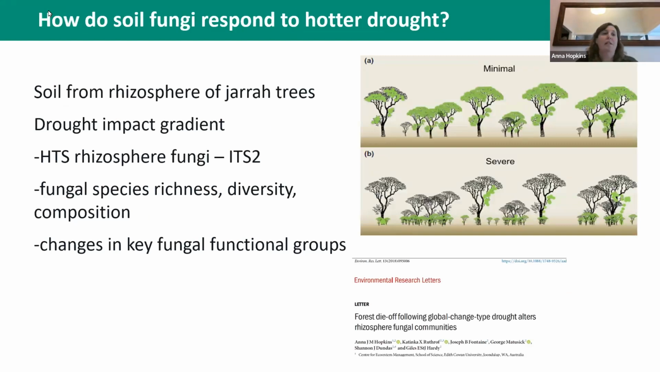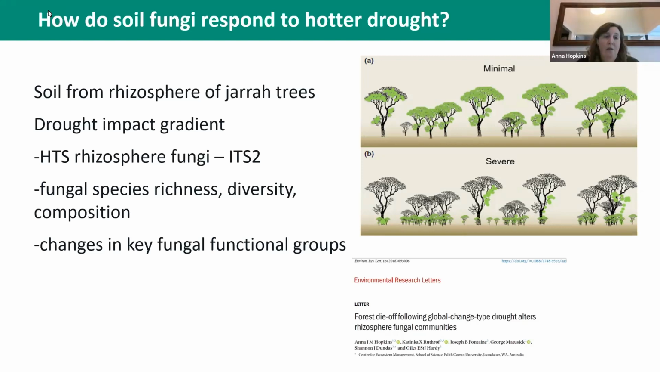So we collected soil from the rhizosphere of Jarrah trees in the drought sites and in associated sites. So we looked at what we called a drought impact gradient. We collected from areas that were severely droughted, adjacent areas about 50 to 100 metres away that were minimally droughted, and then we moved again another 100 metres or so away to areas that were not impacted by the drought or didn't have significant tree die-off.